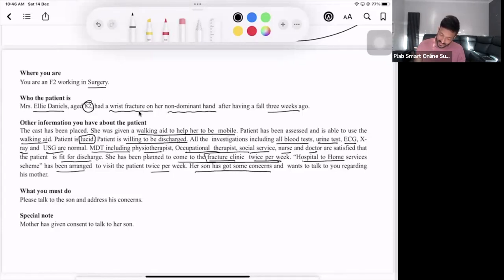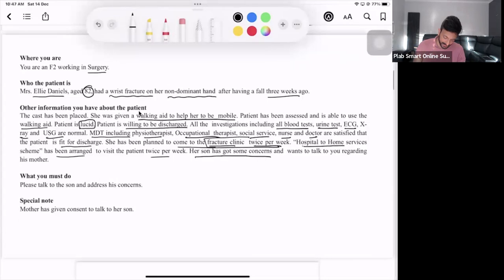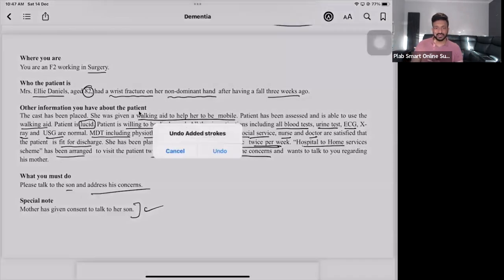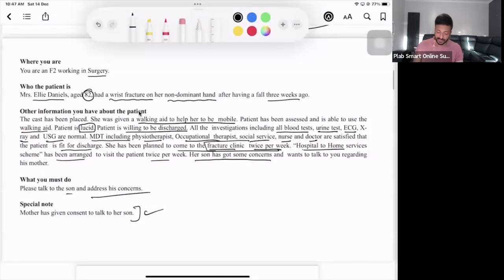So her son has got some concern and wants to talk to you regarding the mother. Talk to the son and address the concern. Mother has given the consent. So we have the consent, so there is no problem on that. Now the thing is, the son has got only one question.